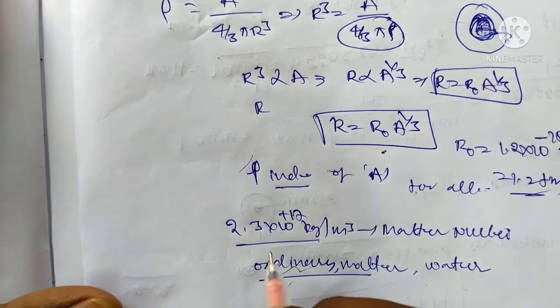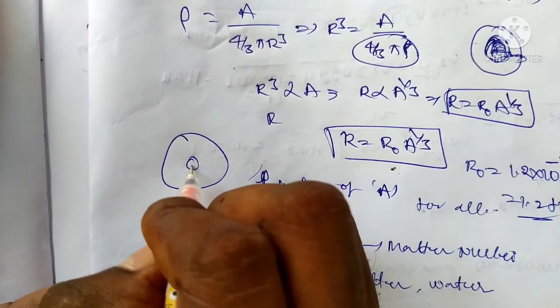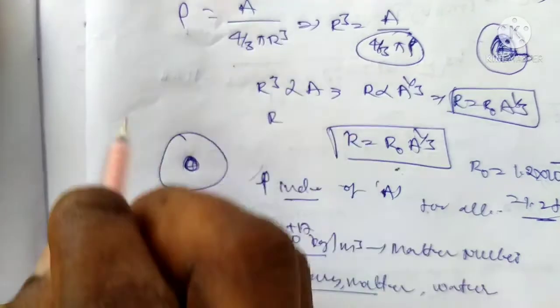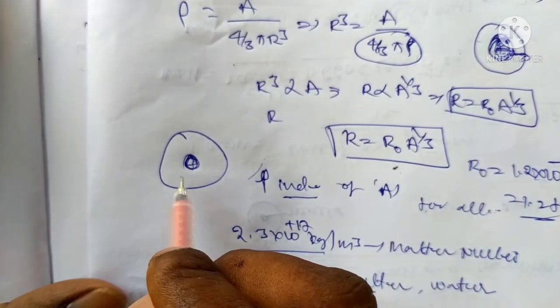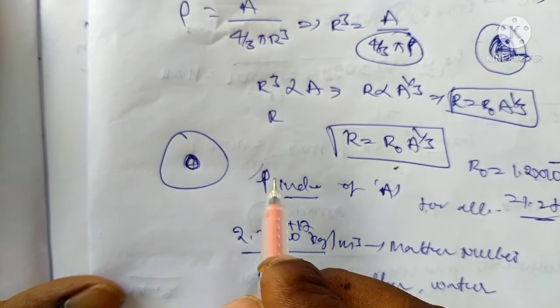This atom has large space with a large nucleus at the center. That is the biggest nuclei. The more the density, the more the size of the nucleus. It depends on the density.